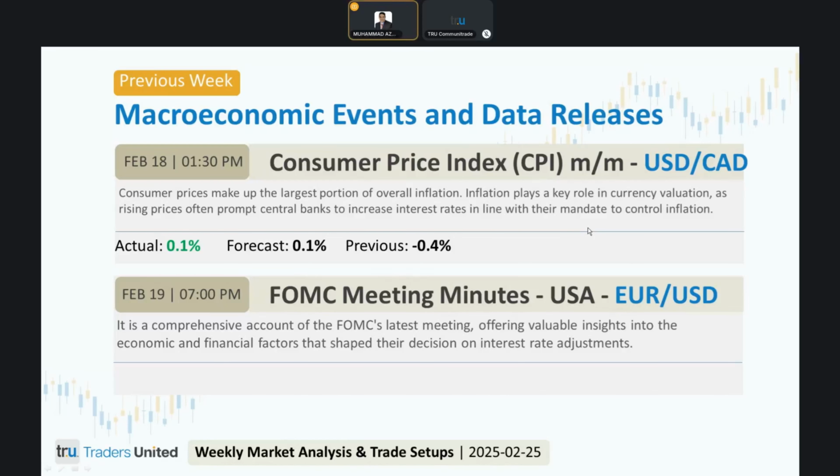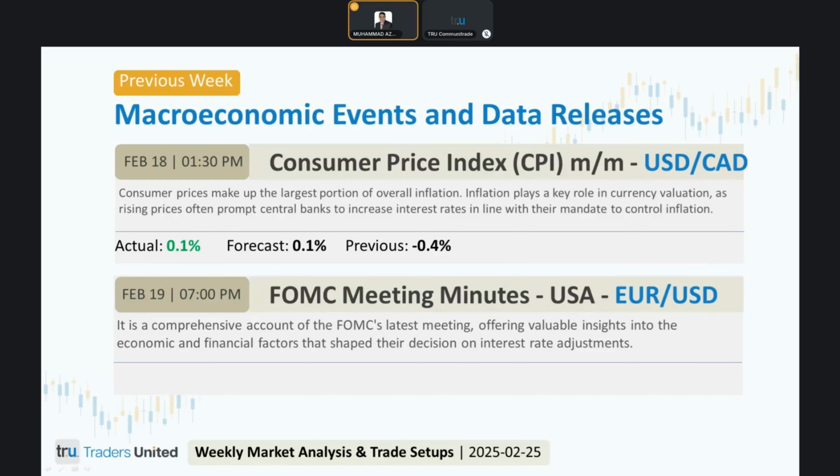Second reason would be profit taking on US dollar strength. Given the recent hawkish Fed stance, traders may have unwound US dollar long positions, related to USD CAD selling pressure. The third one is the risk sentiment and oil prices. If oil prices rose or global risk sentiment improved, CAD would benefit, pushing USD CAD lower. So the impact on USD CAD is basically a bearish move.